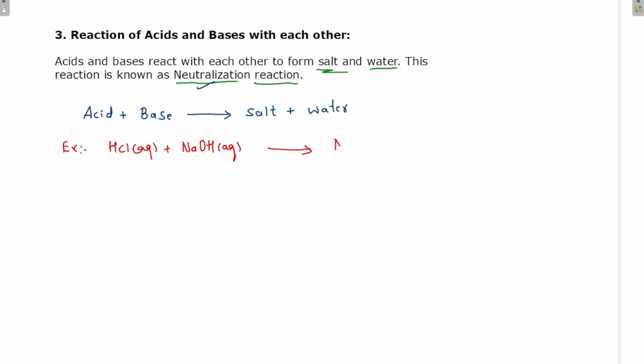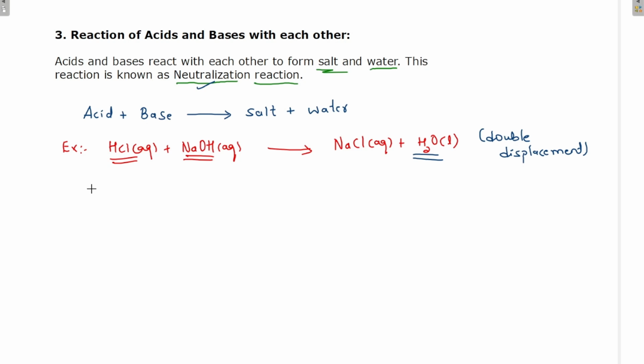Now there is formation of salt, that is sodium chloride, along with the formation of water. See here, what happens actually is there is exchange of ions between these two reactants. So the reaction which takes place here is double displacement reaction, because there is exchange of ions between the reactants. H plus will combine with OH minus to form water, and Cl minus will combine with Na plus to form salt NaCl. So this is double displacement reaction that takes place.